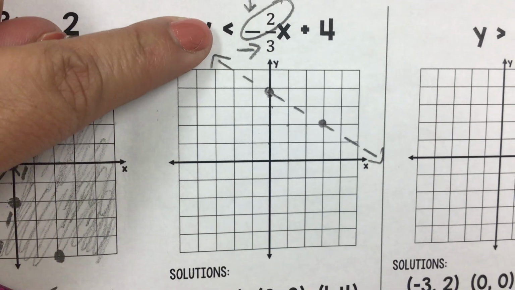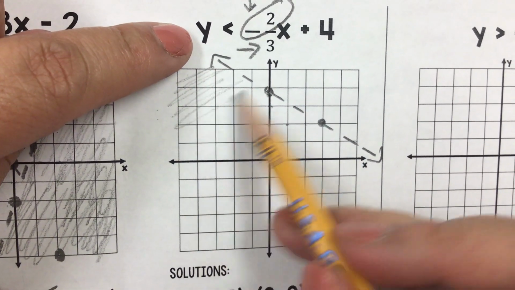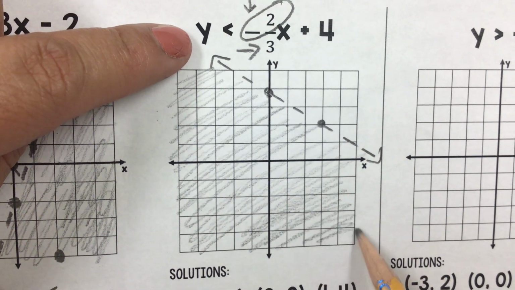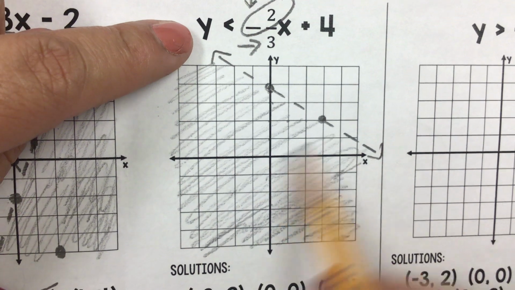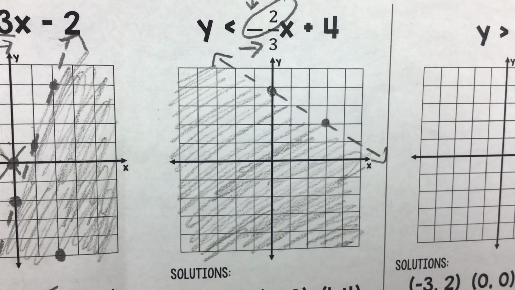And then because it says less than, we're talking about the shaded region below the line. So it would be all of this area right here. I don't need you to darken it in too heavily because in case you made a mistake, I would want it easy to erase.